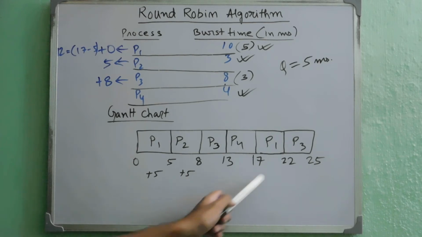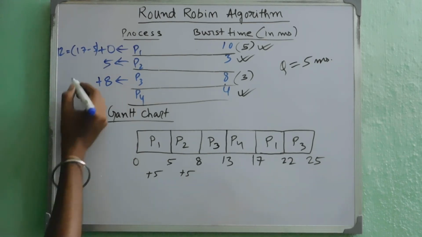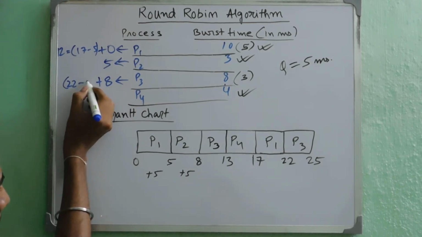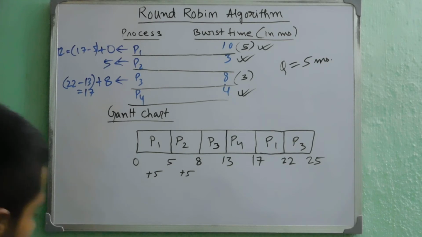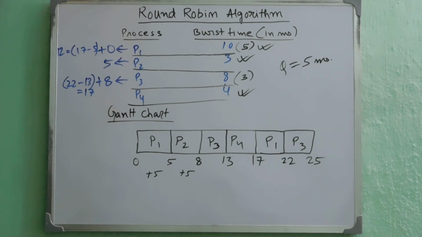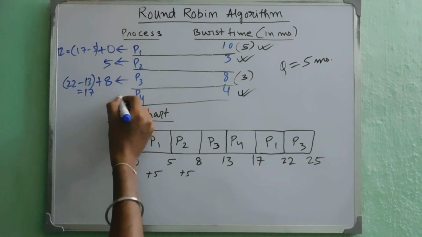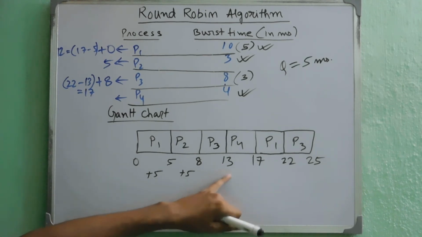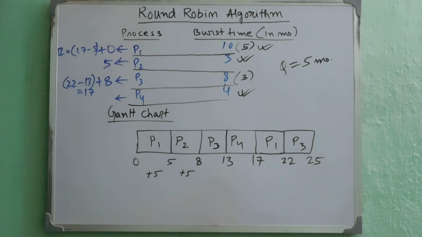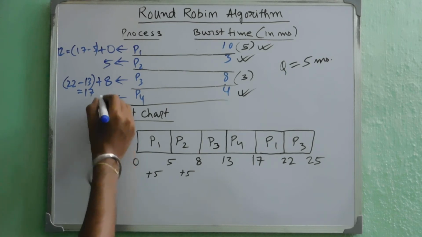Then again it is getting the CPU at 22. So the second waiting time is 22 minus 13, that is equal to, I think, 17. Finally we have P4. P4 is getting its allotted time at 13 milliseconds. So the waiting time of P4 is 13.